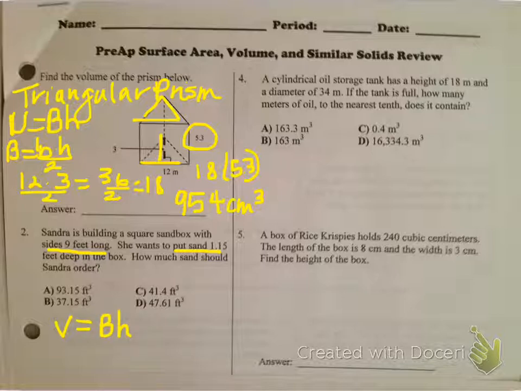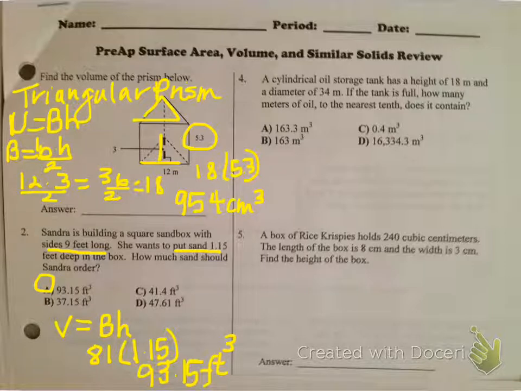In this instance, we've got a sandbox that's 9 by 9, so the area of the base is 81. We want the sand to be 1.15 feet deep. Go ahead and multiply this out, and you end up with 93.15 feet cubed. So the answer here is A.